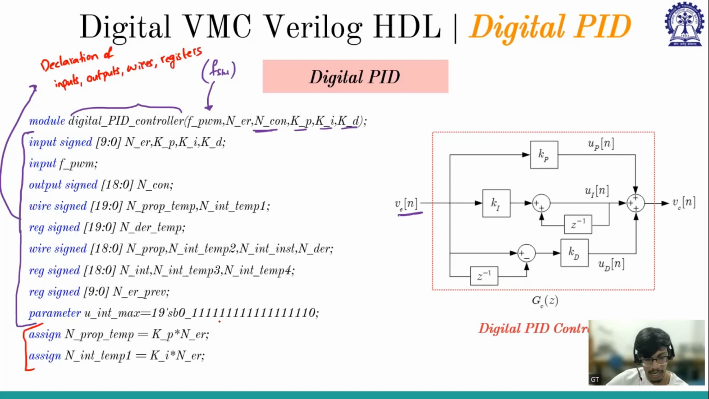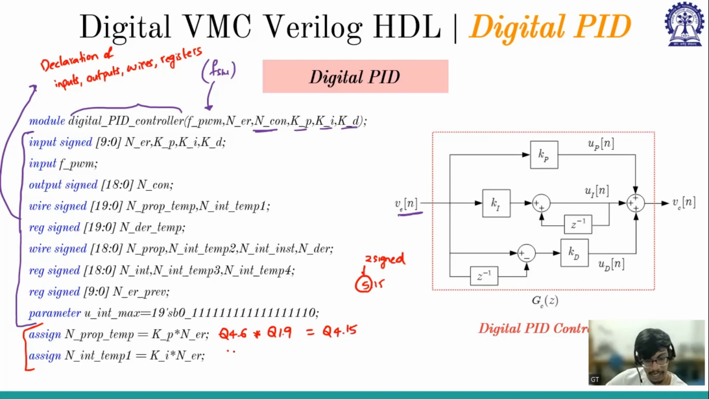So what is n KP that SAR has used? KP is Q4.6 and n error is Q1.9. So if you multiply, you will get Q5.15, and we have discussed there are two sign bits and one we have to remove because we don't need two sign bits. So it will be Q4.15.